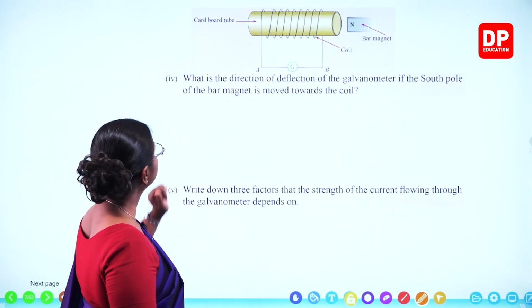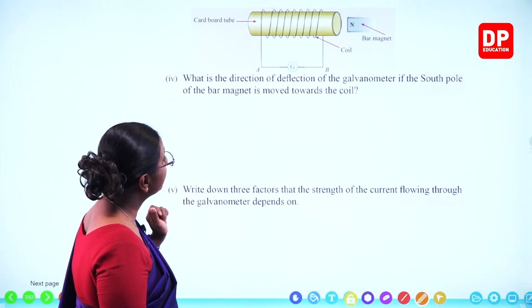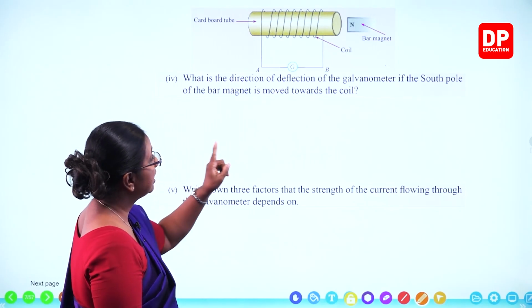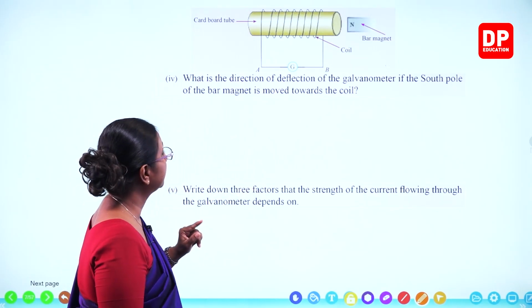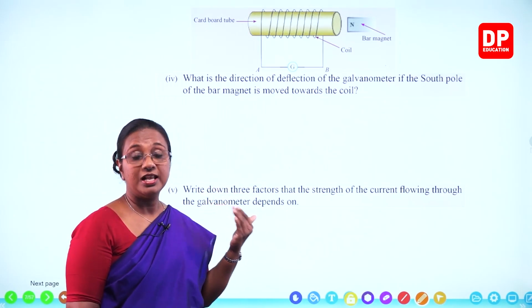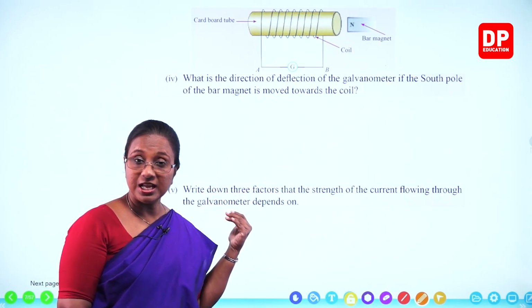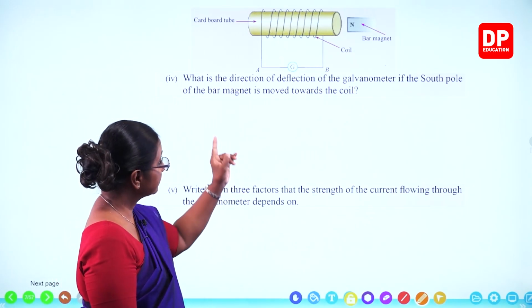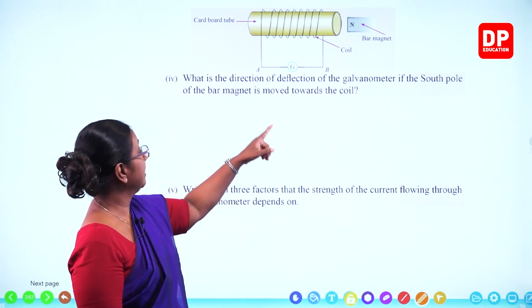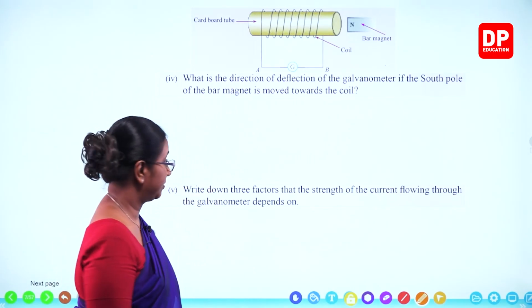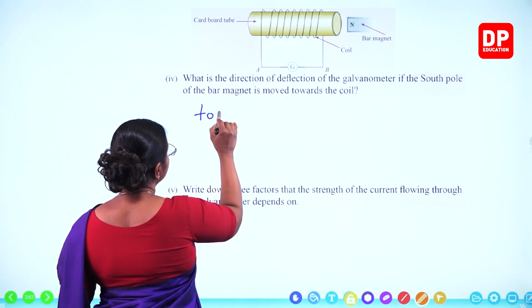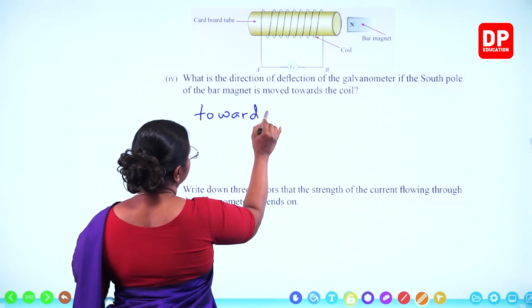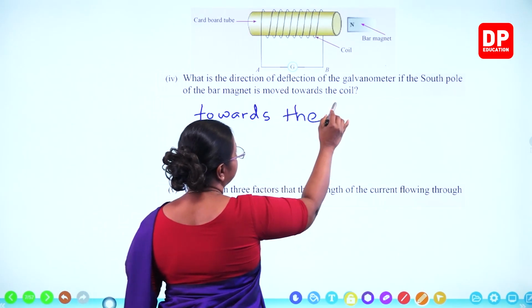So, here what are we changing? What is the direction of deflection of the galvanometer if the south pole of the bar magnet is moved towards the coil? The direction of motion doesn't change, but the magnetic field has changed. So, that means the galvanometer will deflect towards the left. Towards the left.